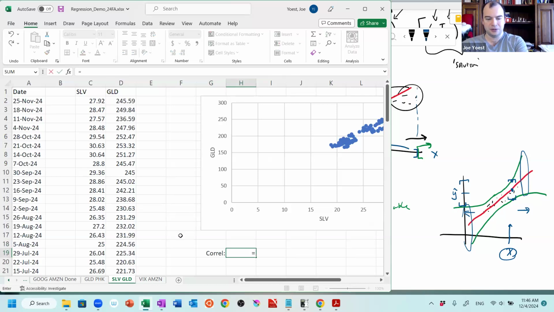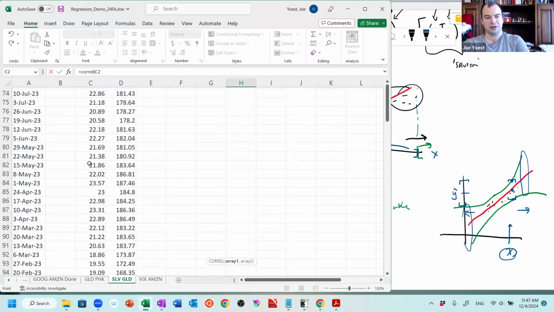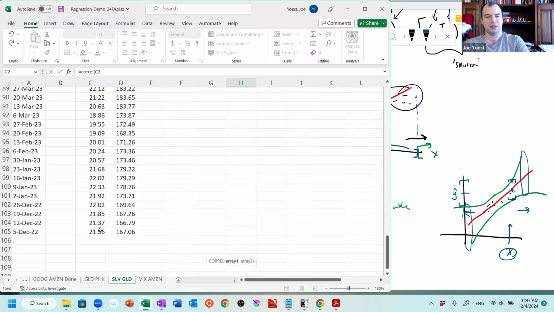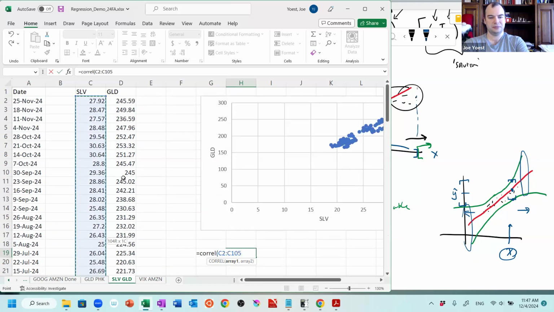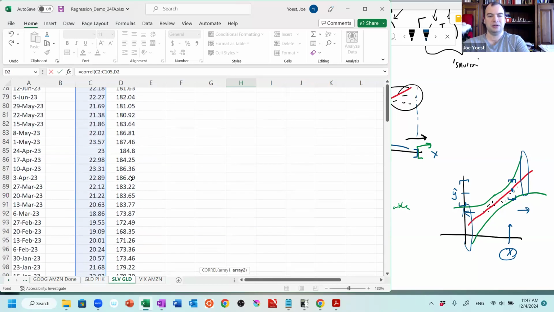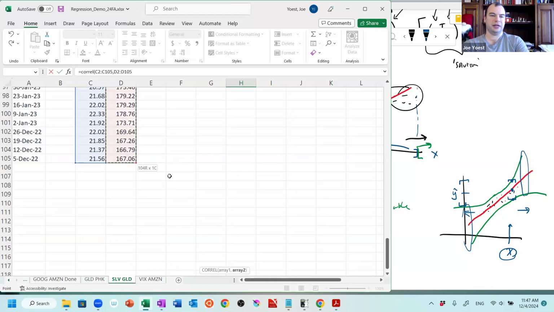And I do that by doing equals CORREL, correlation of, I need to put in two data sets. So I'll start with my silver and I'll click, then scroll, and hold shift and click. That selects all of my silver data, comma, and I'll do the same thing for gold. I'll click at the top, scroll down, hold shift and click, and that selects all of my gold data.